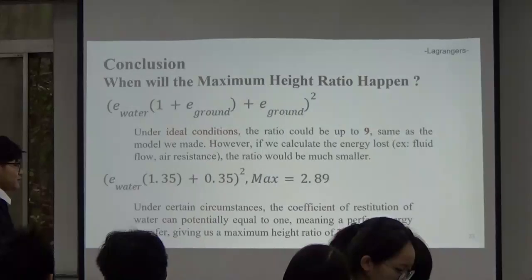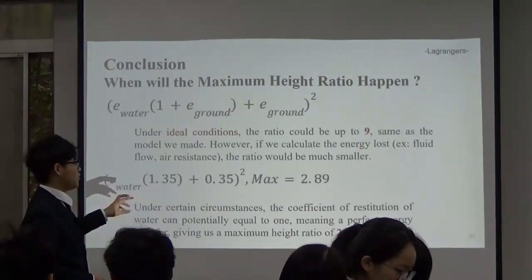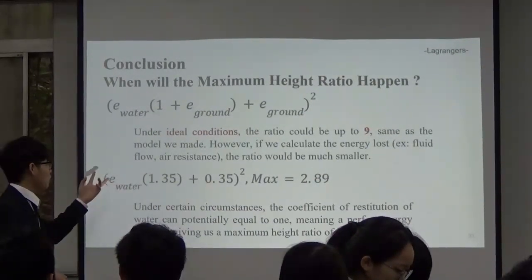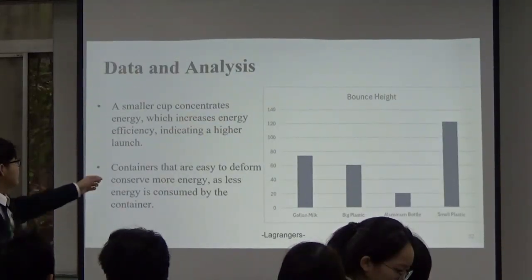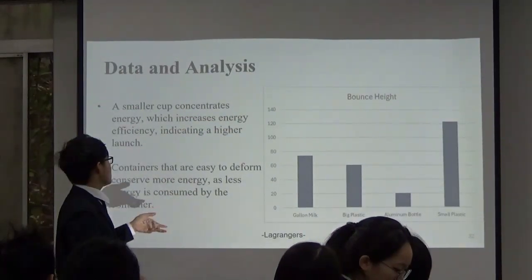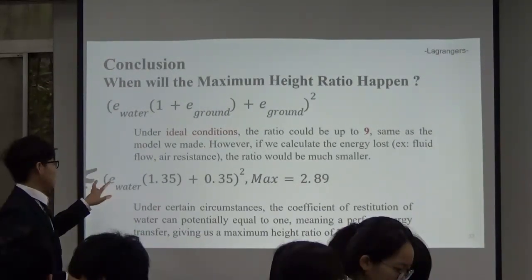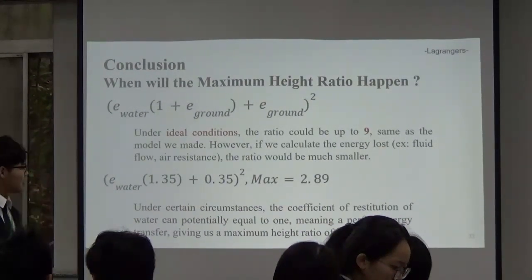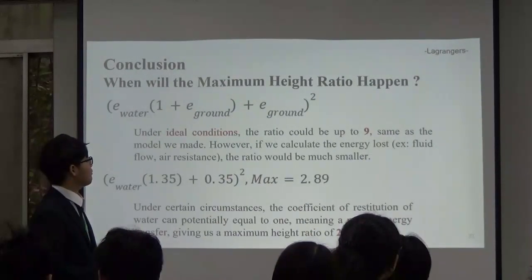And under certain circumstances, we let the water, E-water, meaning the coefficient of water, get to what? Meaning that if there is a highest possible coefficient of E-water, as when the smaller cup concentrates energy, we can maybe make the cross-section area so small that it gets potentially equal to what? Meaning a perfect energy transition, giving us a maximum ratio of 2.89.